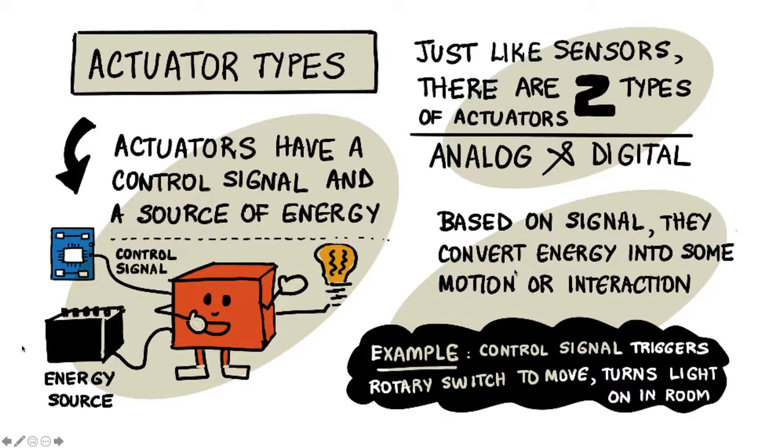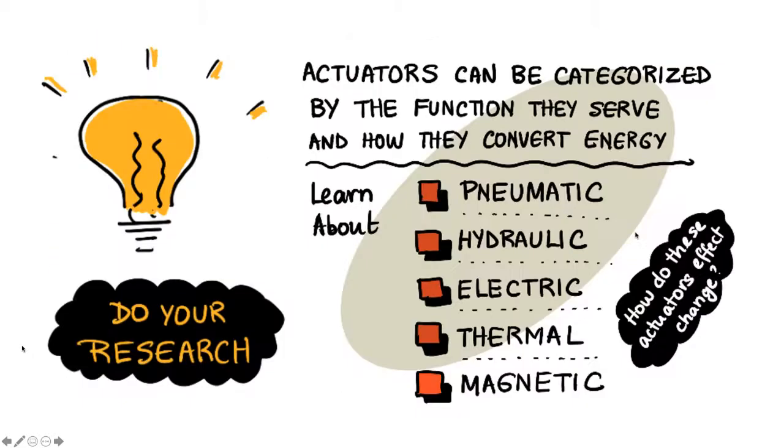So let's dig a bit more into actuators. Actuators have some form of energy source going in, some electricity, maybe a control signal that controls what they do. And then they convert it to motion or some kind of interaction. Again, there are analog actuators and digital actuators, and this is all about that physical happening in the real world based on an electrical signal. There's a whole lot of different types of actuators. So again, some research for you to do. We can talk about this in the office hours tomorrow.